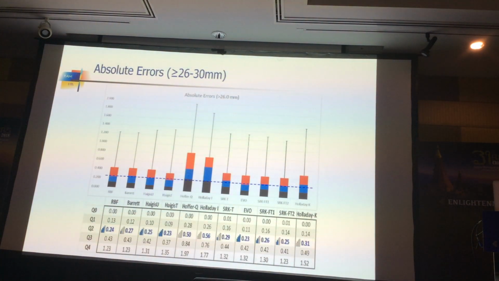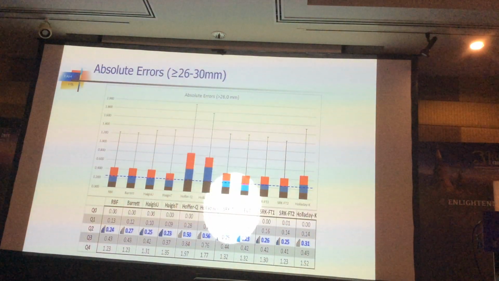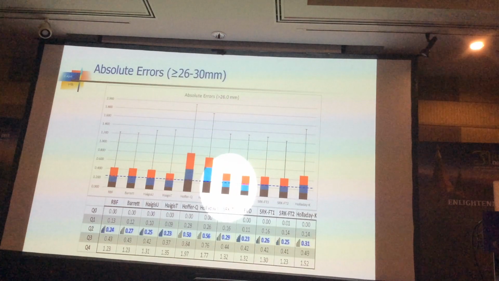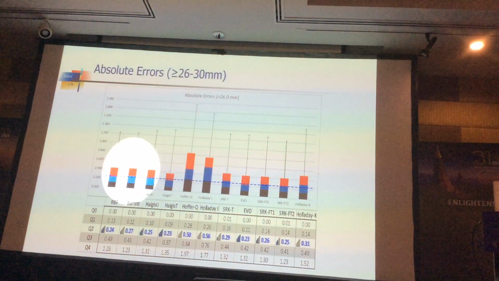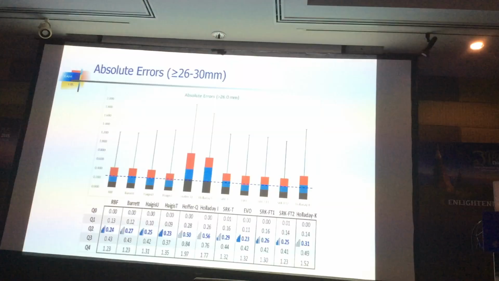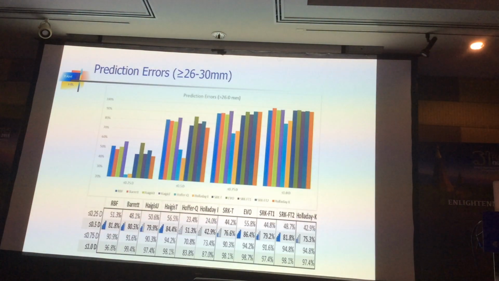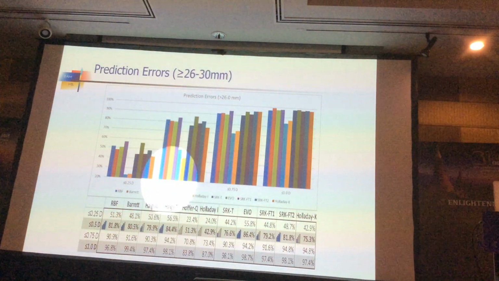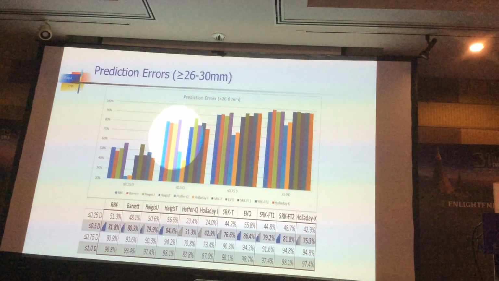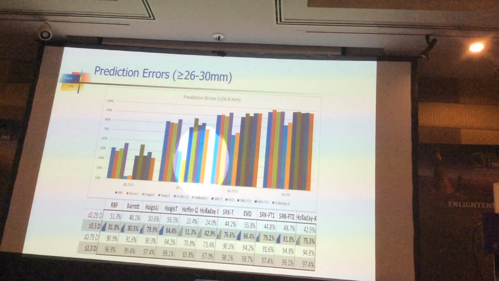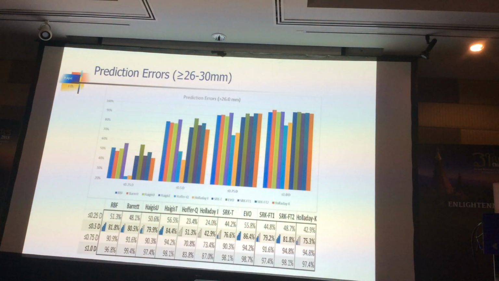And what do we have? Hoffer Q and Holladay 1 is out. SRK/T is still not too bad for long eyes. But certainly RBF, Barrett, Evo are consistently the super performers. They may not be the best in that category, but they're consistently good. Percentage of eyes within half a diopter, first four, the same first four: RBF, Barrett, Haigis, and here you have the Evo as well. For these long eyes, those are the formulas you go for. They are quite close to one another.